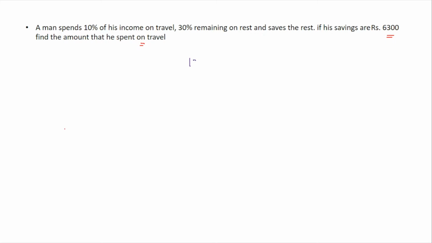So in this type of question, you have to make a tree diagram. Consider 100x as the amount that he initially has. Out of that, 10x he spent on travel, right? So he's left with how much? 90x, right? Out of those 90x, he spent 30% on rest and saves the rest.